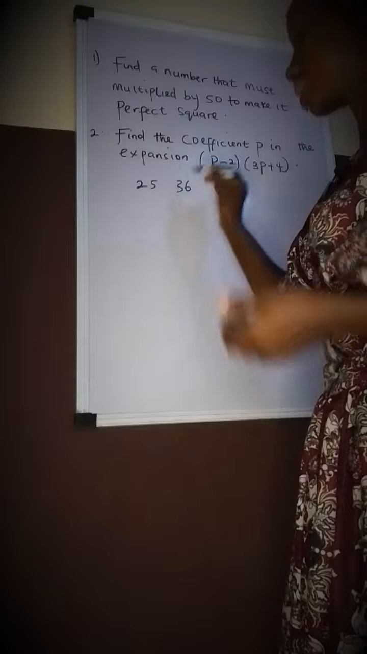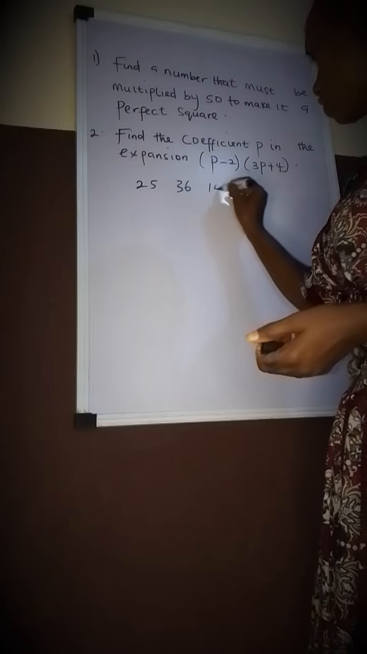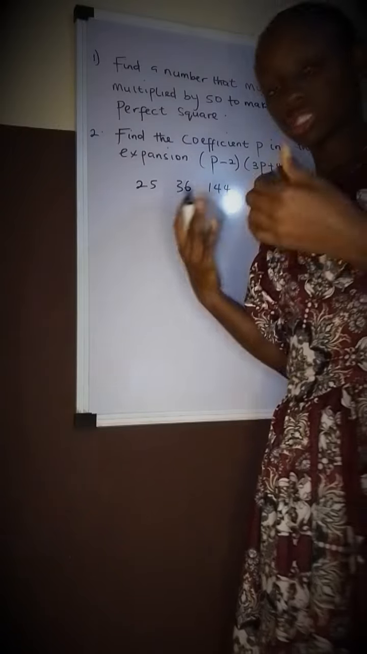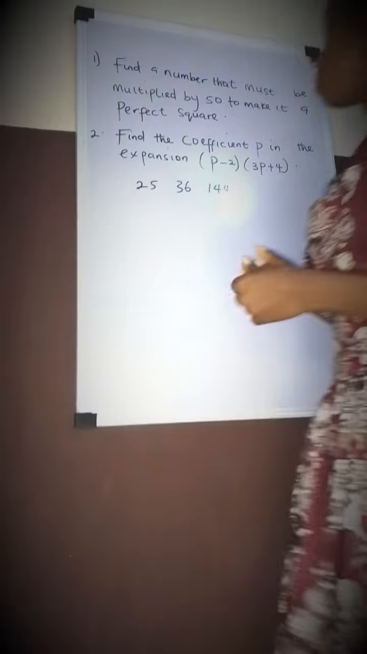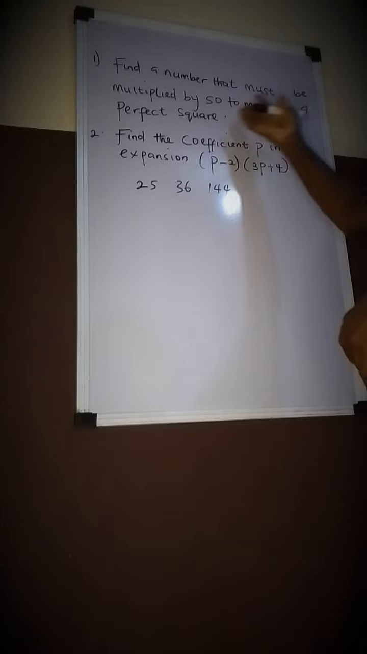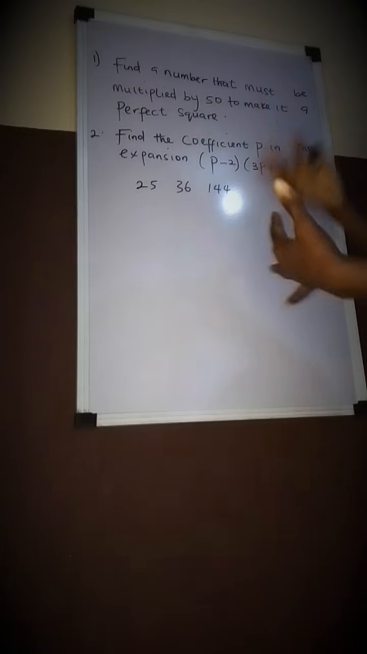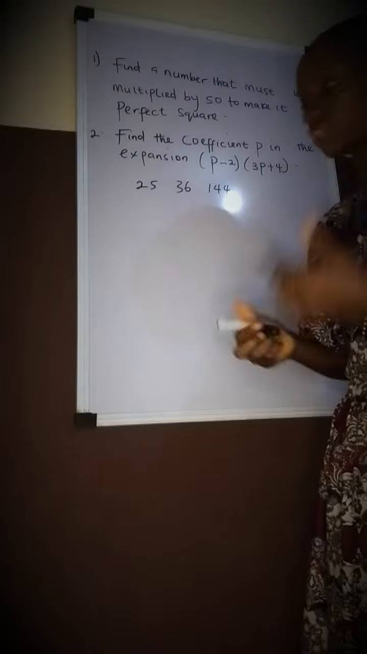36 is a perfect square. 6 times 6 is 36. 144 is a perfect square. 12 times 12 is 144 and so on. So now, this particular number is not a perfect square. So we are looking for a number that will multiply it to give it a perfect square.